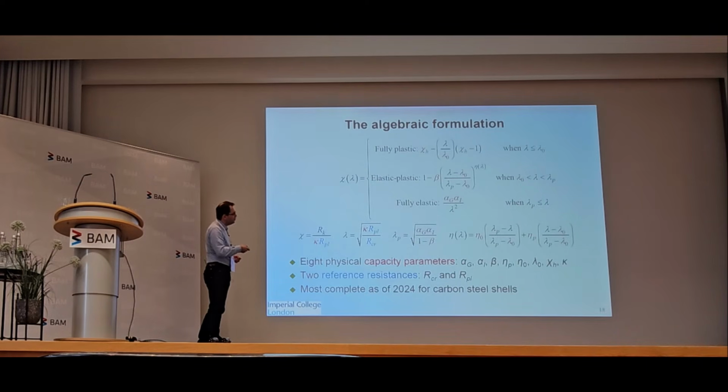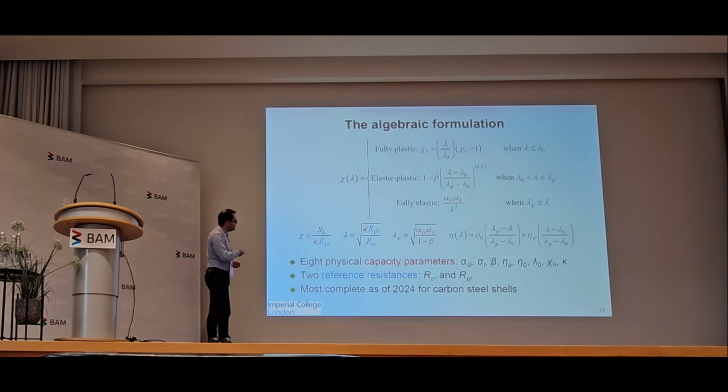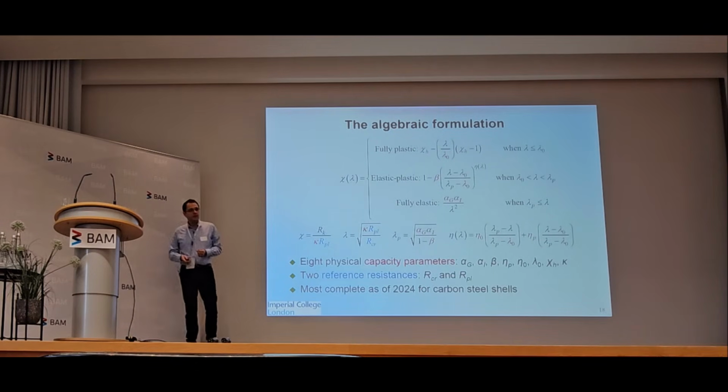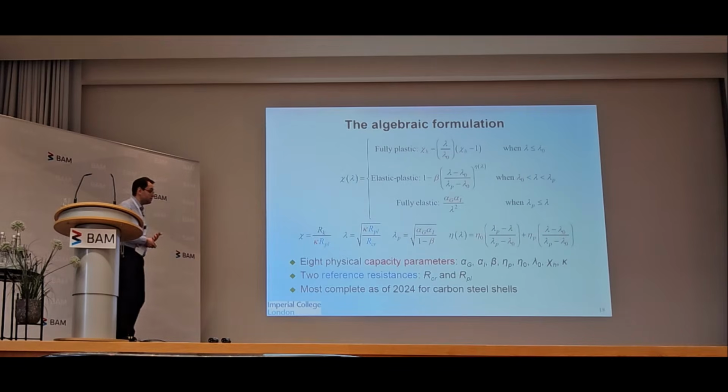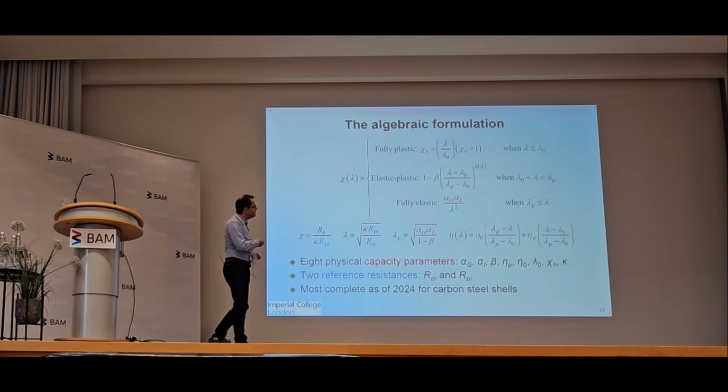You find where you are, and then you use that equation, and that gives you your chi, which is your knockdown on the full plastic resistance, to give you your characteristic resistance. And then you combine it with a partial factor to give you a design resistance. So as of 2024, for carbon steel shells, this is the most complete framework.